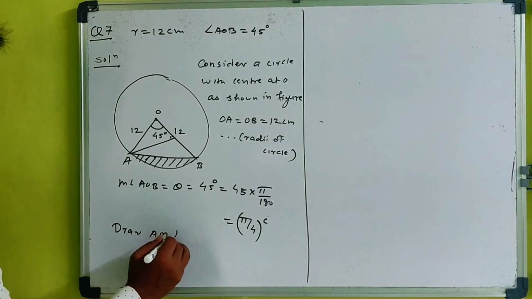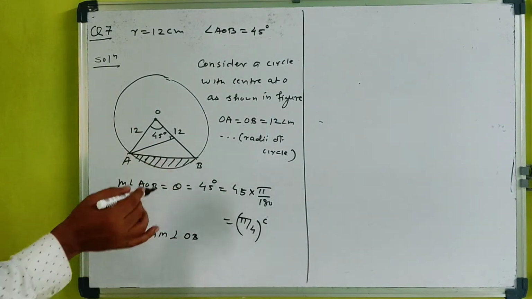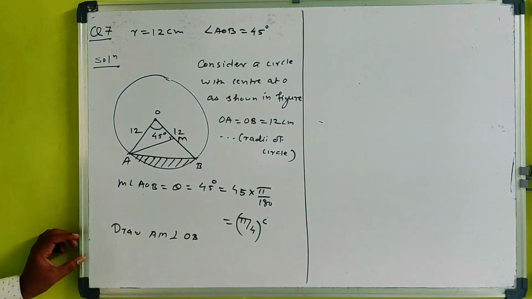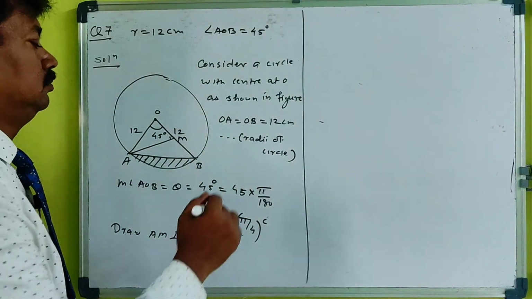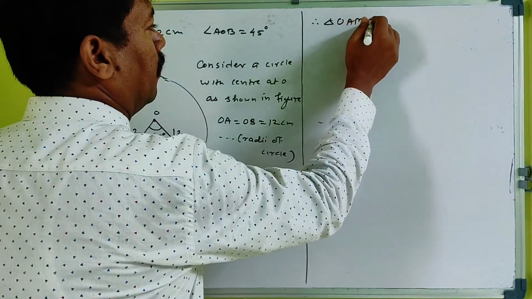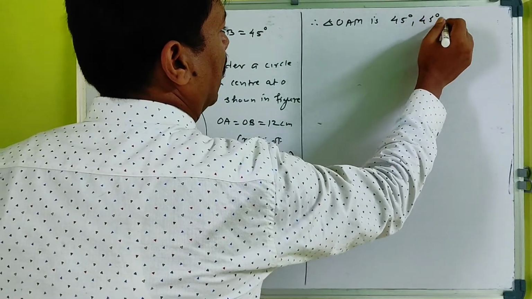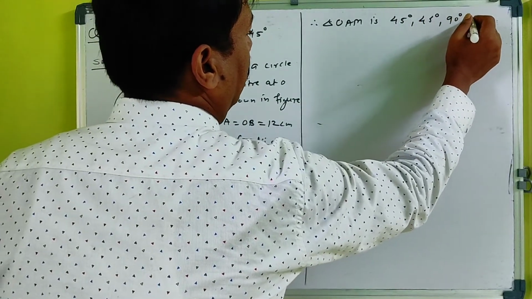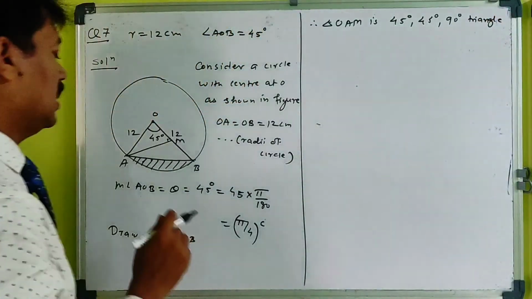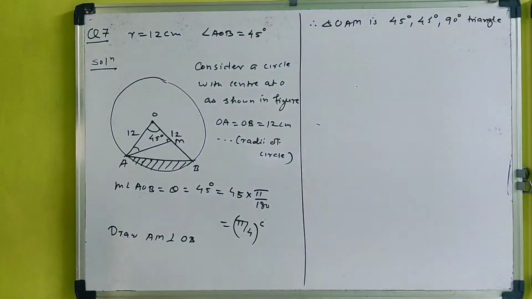Draw AM perpendicular to OB. That is, we consider OB as a base and AM as a height. Now, therefore, triangle OAM is a 45, 45, 90 triangle. Because this angle is 45, this angle is 90, so this automatically becomes 45.